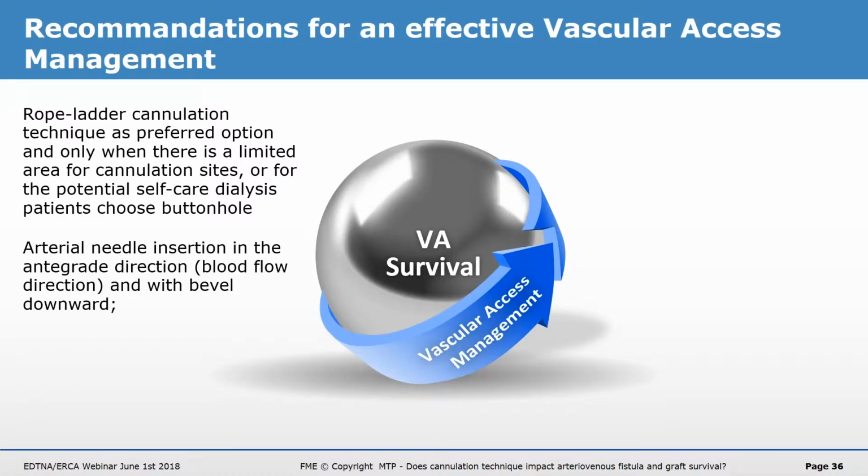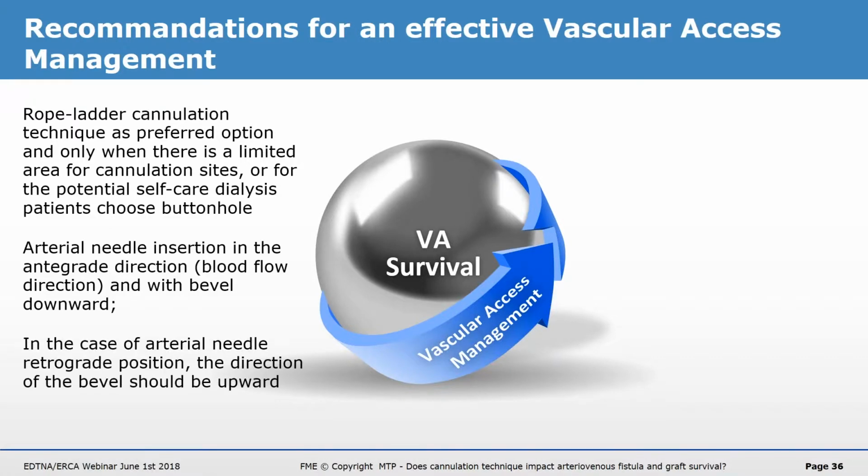Arterial needle insertion in the antegrade direction, so blood flow direction, with the bevel downwards. In the case of the arterial needle in retrograde position, because sometimes if you do not have enough space you have to put the arterial needle in the retrograde position, then in that case the bevel should be upwards.